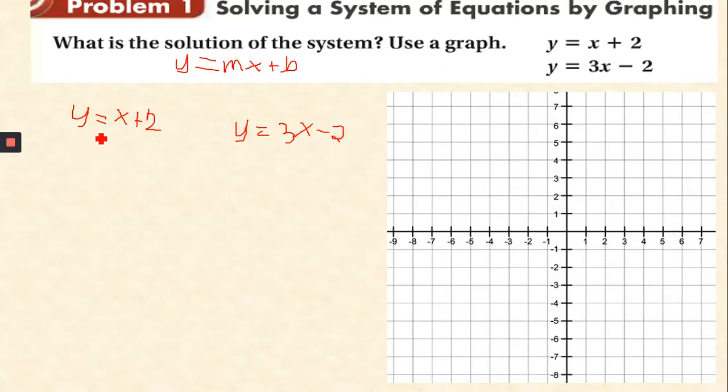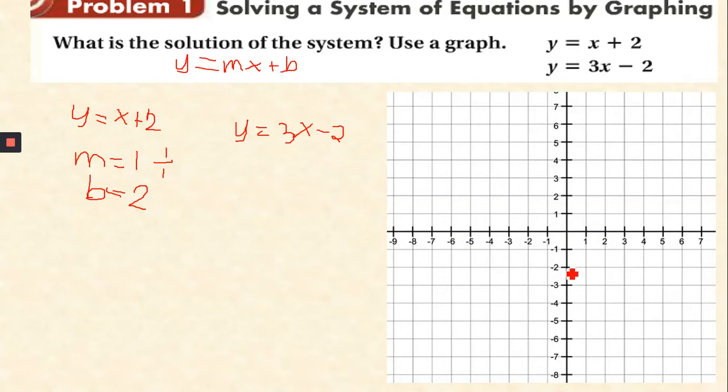So the first equation is y equals x plus 2. Using the slope-intercept method, you're going to identify your slope and your y-intercept. Your slope is the coefficient of x, which is 1, or 1 over 1. Your y-intercept is your constant, which is 2. So we already know your y-intercept and your slope.